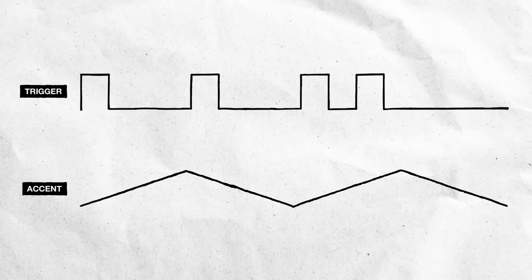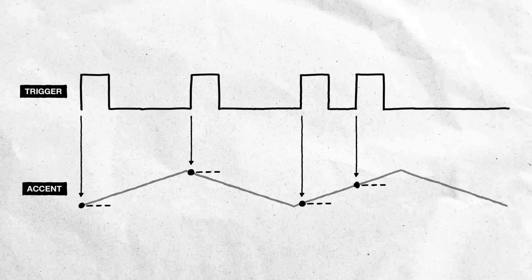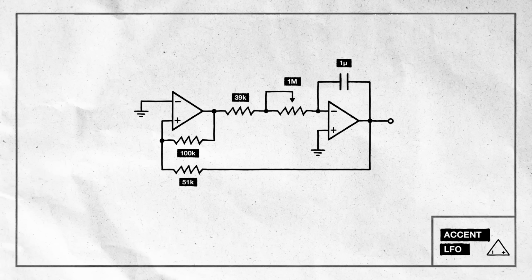The voltage is always changing and doesn't stay fixed from one trigger to the next. Here's the trick though. Most drum circuits don't track the accent voltage continuously. They just sample it the moment the trigger hits. So the triangle wave's position at that instant becomes the accent level. Okay, to generate a triangle wave, we'll set up a simple oscillator.